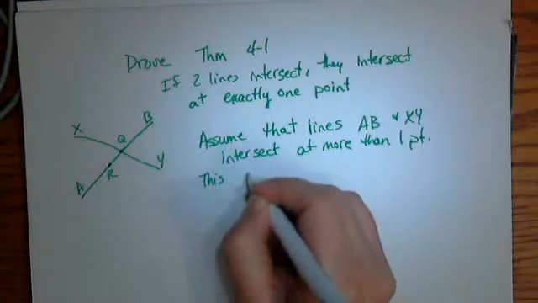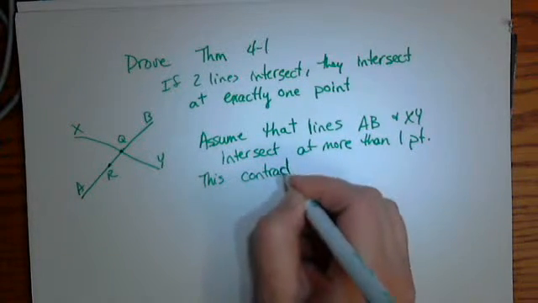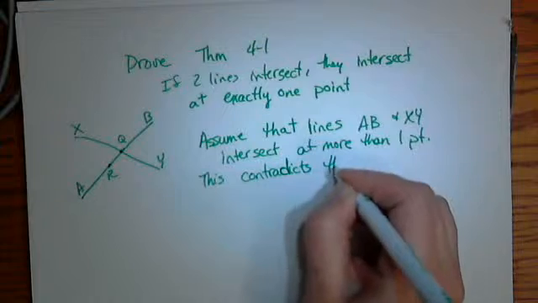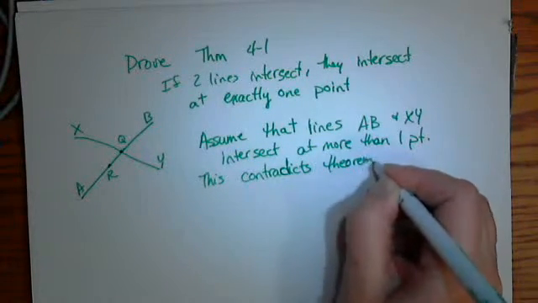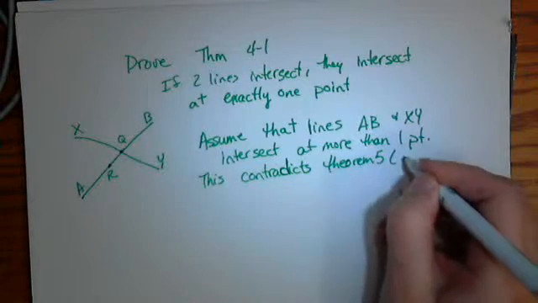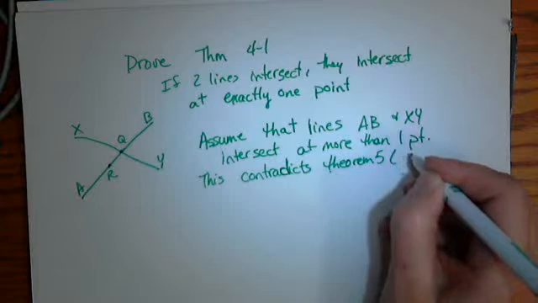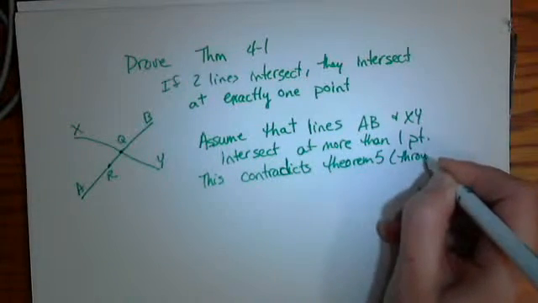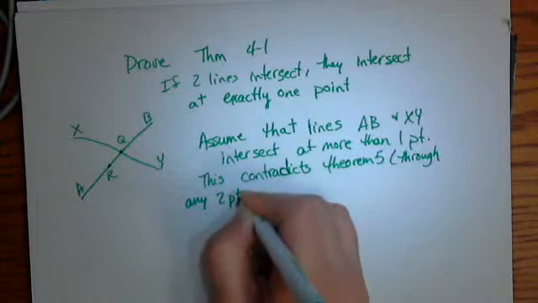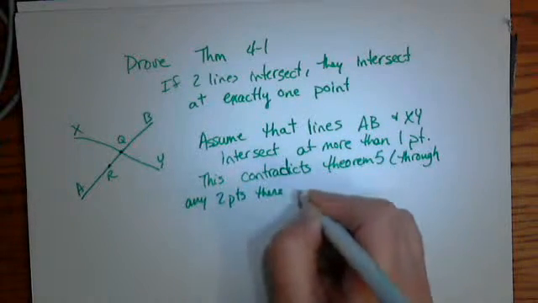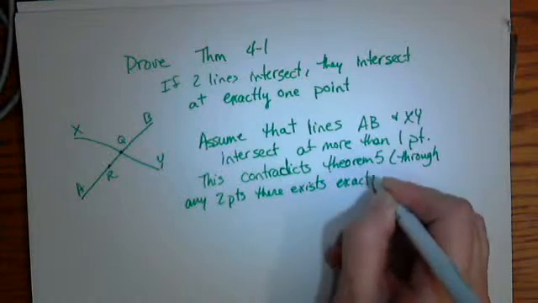So now I can say this contradicts theorem 5, which says through any 2 points there exists exactly one line.